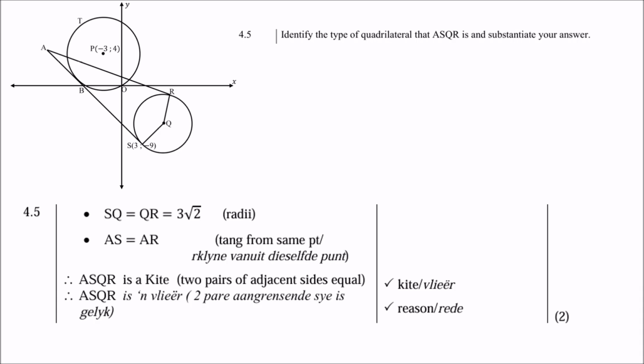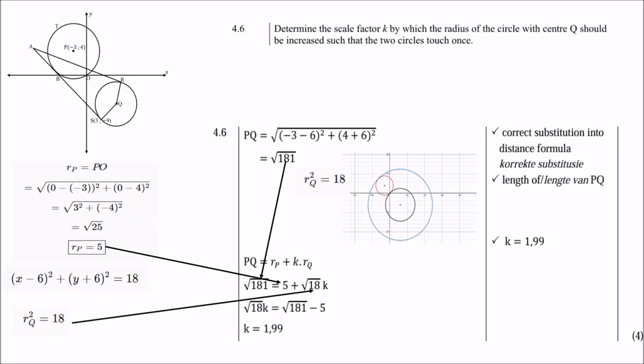Right, question 4.6. Determine the scale factor K by which the radius of the circle with center Q should be increased such that the two circles touch once. So we first need the radius of circle P. We know how to work it out. We have all the information there. So remember, it is the square root of 0 minus negative 3 squared plus 0 minus 4 squared. So that gives you the square root of 25. So therefore, the radius is 5.